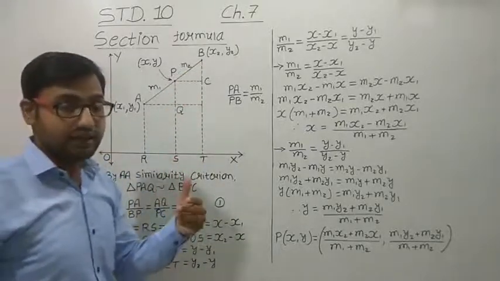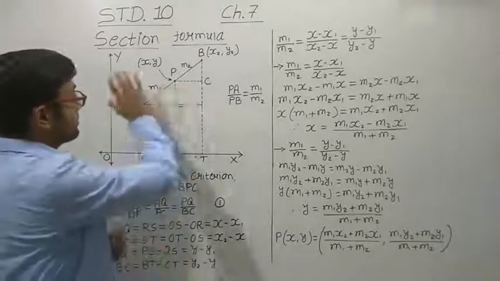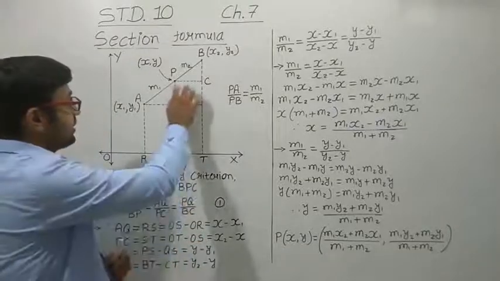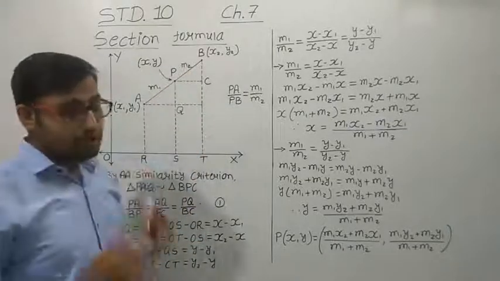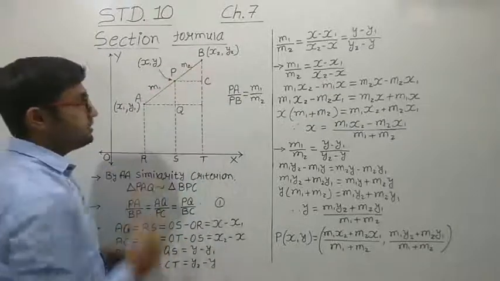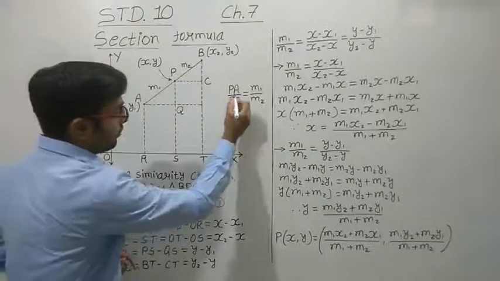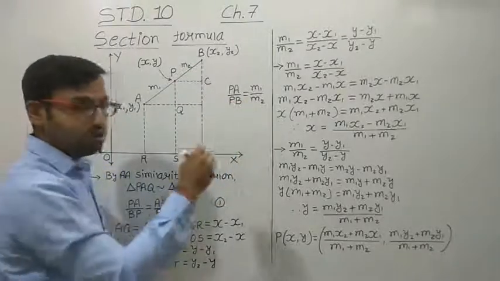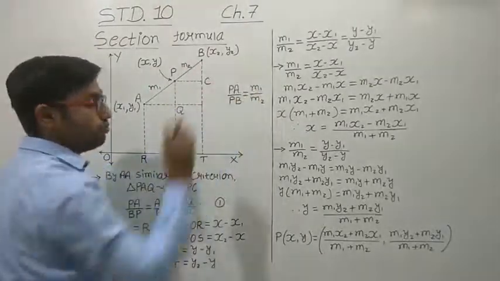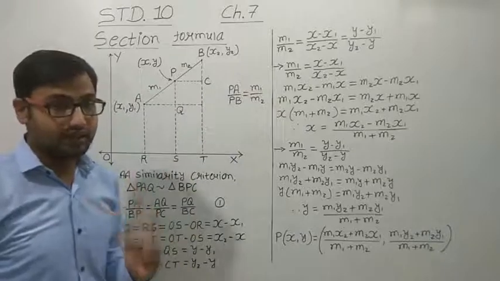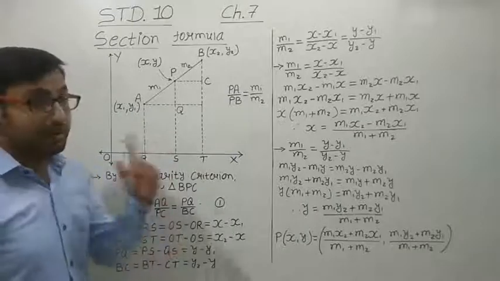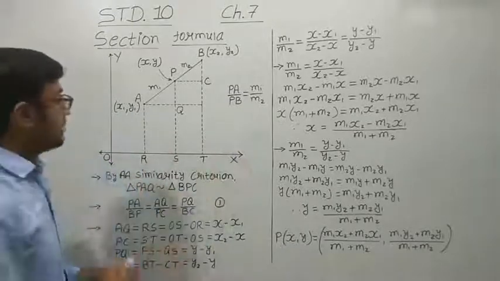But now currently we are deriving this section formula. In this case, we don't know what the ratio of AP to PB is. So let us assume that AP is m1 and PB is m2. That is why we write the ratio of PA to PB is equal to m1 upon m2. Because we don't know where the point P is, but it is confirmed that P is on the line segment AB.